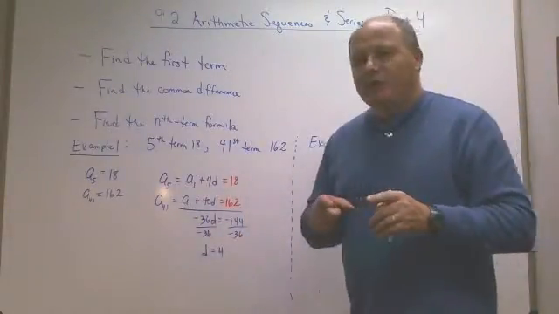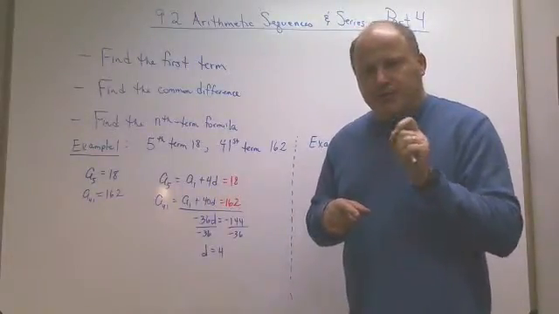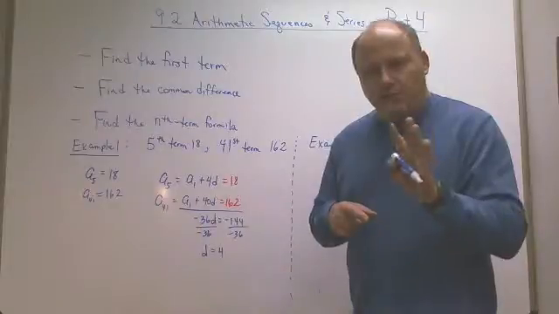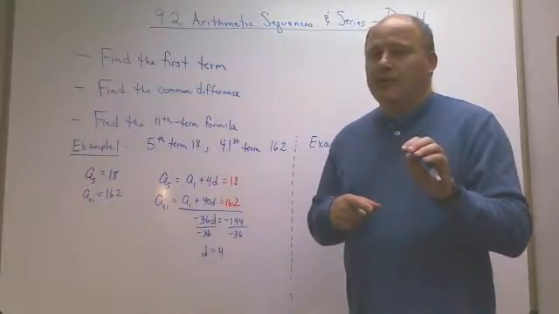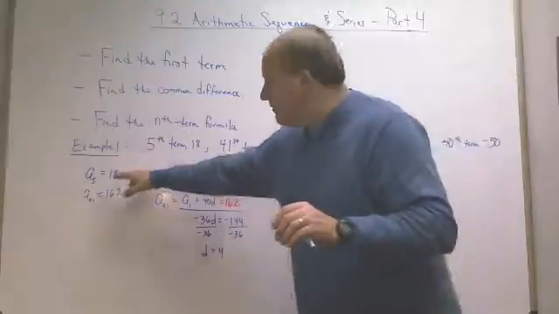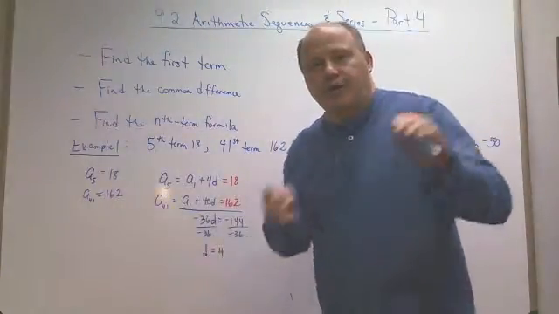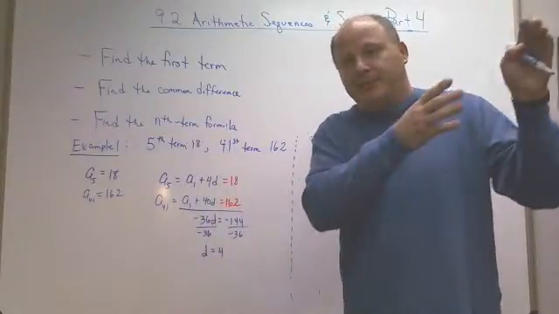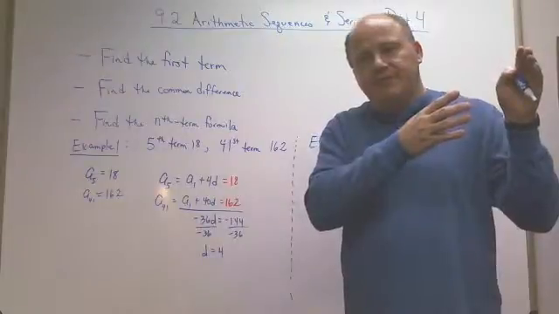Now this is just kind of a rough check, but I want you to notice something, that the common difference was 4. If I got a negative 4, I would definitely know I'd be wrong, because the 5th term is 18, the 41st term is 162, so the sequence is growing in value, so it's getting bigger. And so I knew the common difference has to be positive.